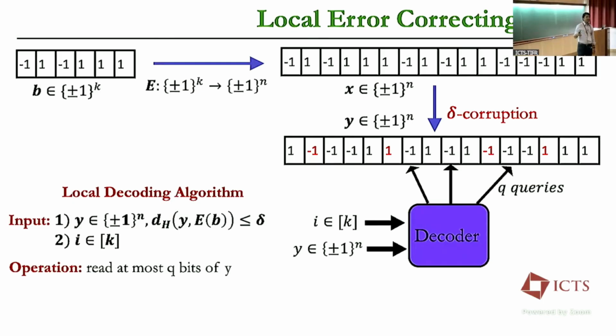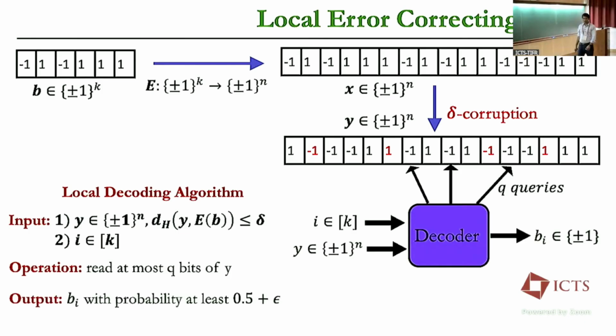Otherwise, such a guarantee, any reasonable guarantee, is impossible. So I just want to caution you, there is no randomness in the code or the corruption, right? That's the worst case problem. The algorithm, on the other hand, can use randomness. Over the choice of the randomness, basically over the choice of the q bits it reads, it should guess the ith bit correctly with advantage over half.